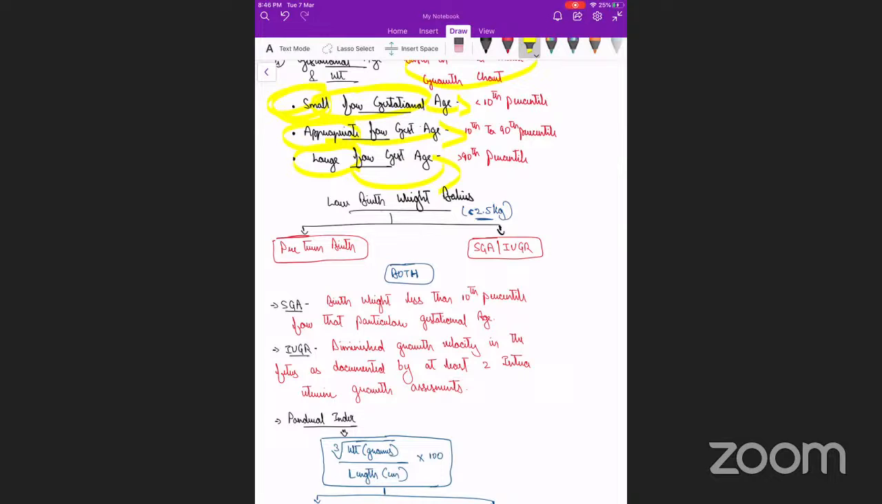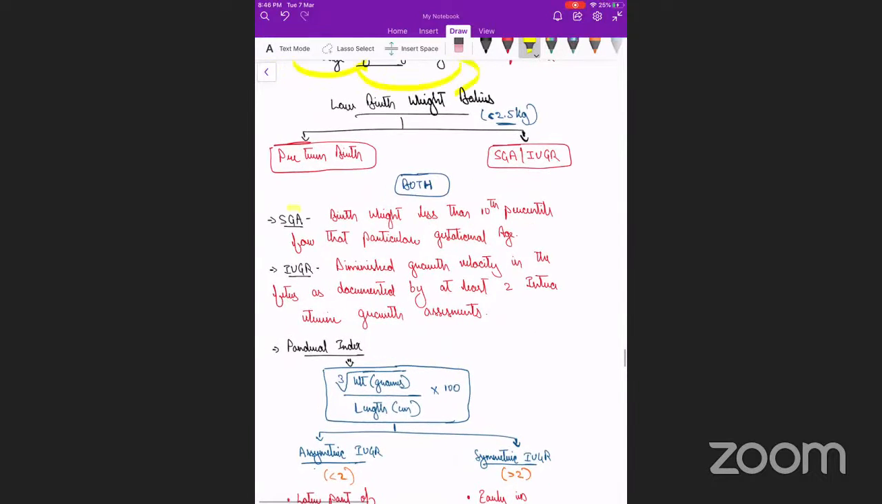Now, what is the difference between SGA and IUGR? This again you might be asked if you are doing very well in your Viva exams. Then the next tendency is to ask difficult questions, correct? So even if you do well in this as well, you'll get really good marks.